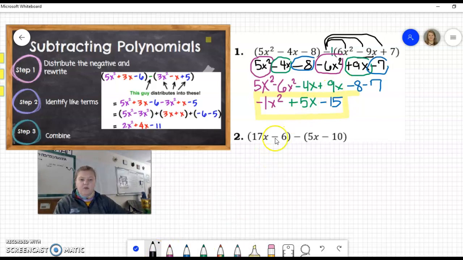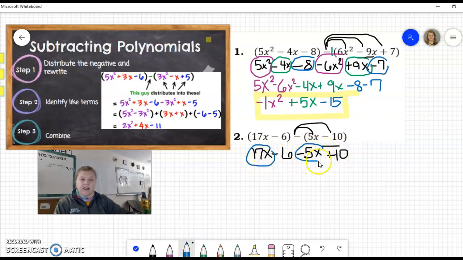Now on the second one, again, remember step 1 is I'm going to distribute and change the sign of everything in that second parentheses. So notice the 17x minus 6 stays the same. This turns into a -5x, and this -10 becomes a positive 10. Okay, so now I identify my like terms. I have a 17x and a -5x. Again, notice I am taking that sign with it, right? So if there's a minus in front of it, we're going to take that with the 5x. And then I have a -6 and a positive 10.